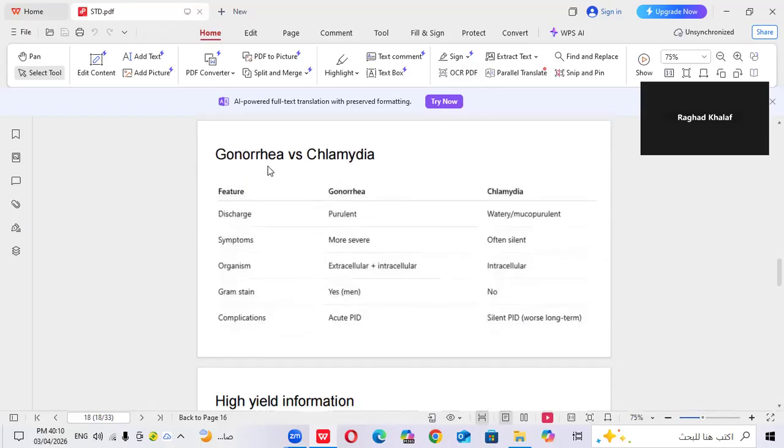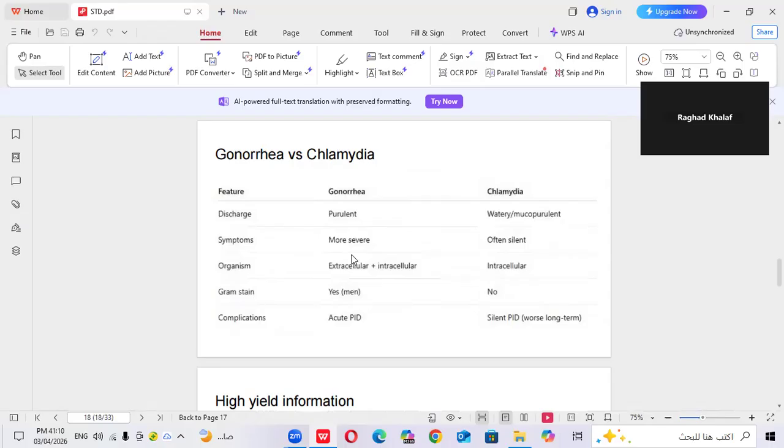So this is a table to summarize the differences between gonorrhea and chlamydia. Speaking of discharge, gonorrhea, as we said, is purulent, which means that the color is yellow to green. Chlamydia is watery to mucopurulent. Symptoms here, it's a more severe infection. Here, it's often silent, and even if it becomes symptomatic, it's going to be milder than gonorrhea. Organism, it can be intracellular and extracellular, but here it can only be intracellular. It's an obligate intracellular pathogen.